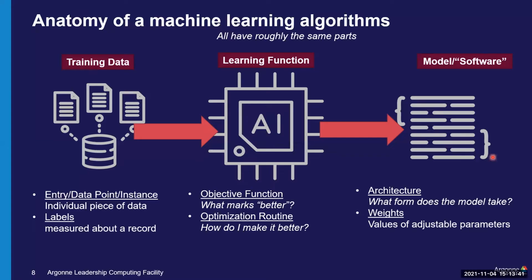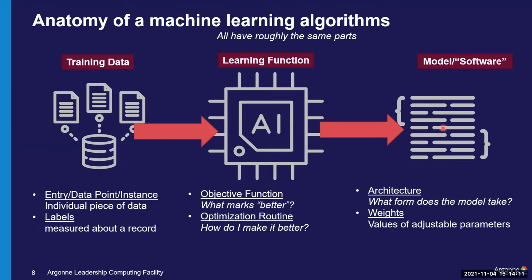So in my view, all machine learning algorithms have roughly the same parts. They're defined by some learning function, which takes in training data that describes some behavior you want to replicate and processes that data to produce a model, or more generally, you can think of software that this machine learning model creates. And once it's defined, it can perform some task.